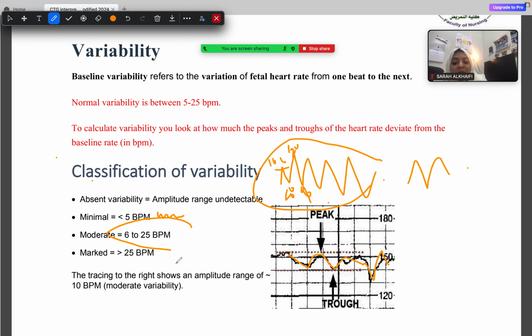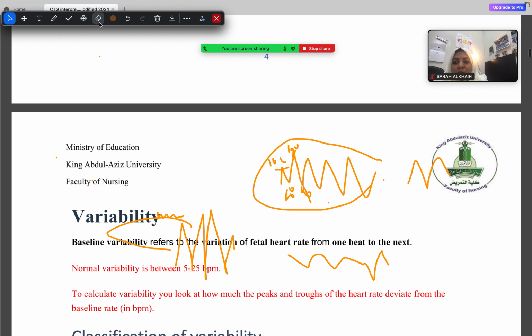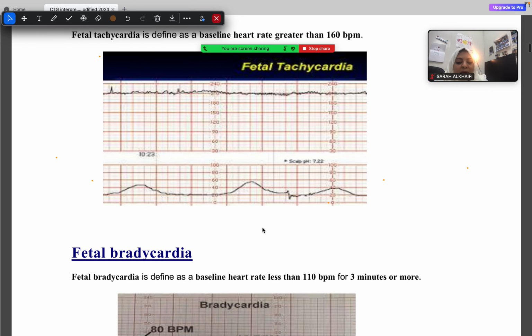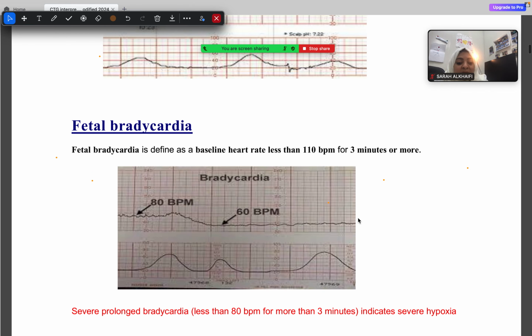Marked variability is when the changes in the fetal heart rate are over 25 beats per minute each change. You can see ups and downs within like 25 beats or more. Again, we're going to revisit the examples that we talked about. We said minimum variability in the previous trace. You remember that? Yes, here. This is minimum variability. We don't like to see it.